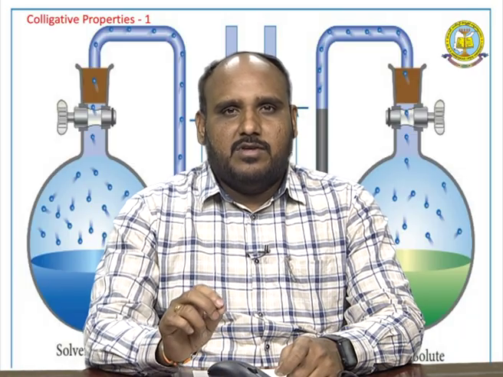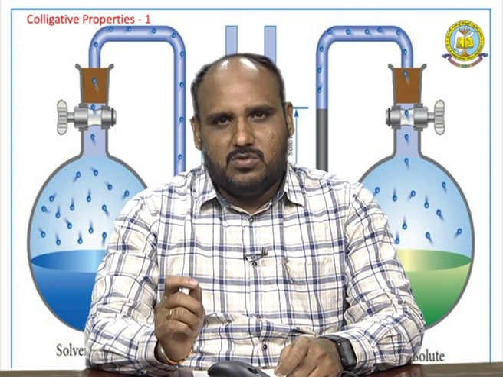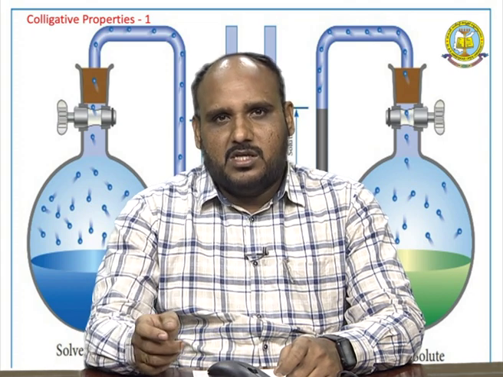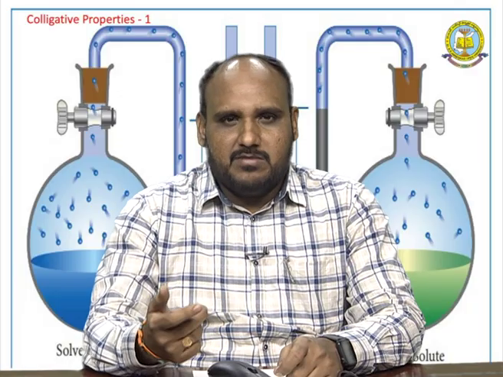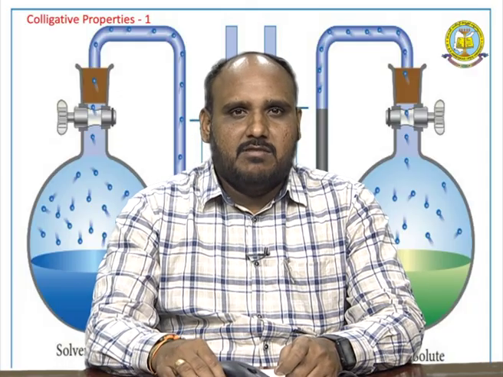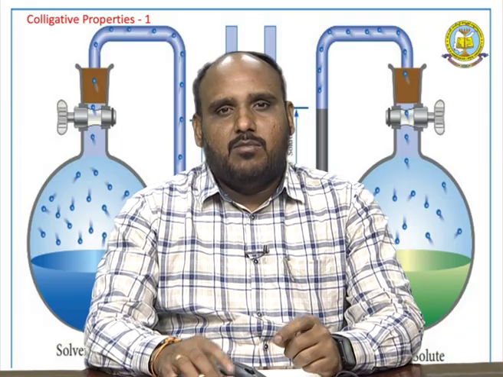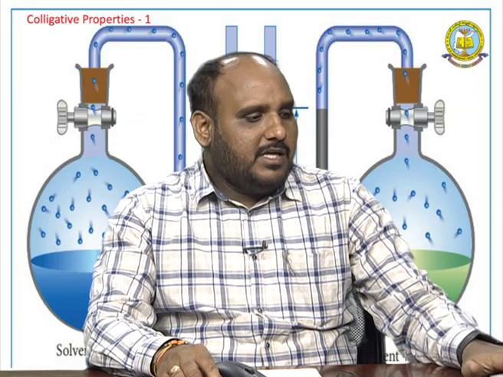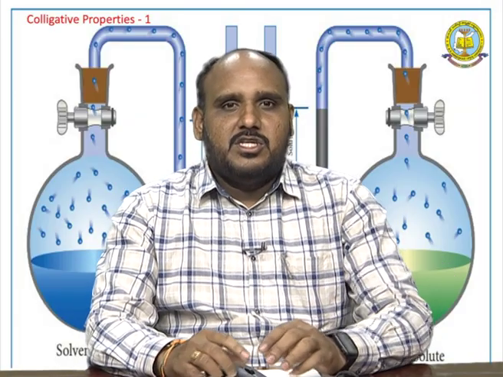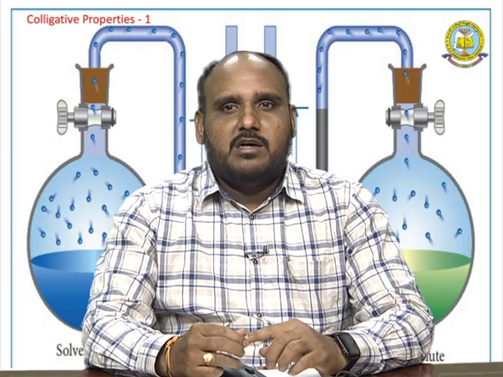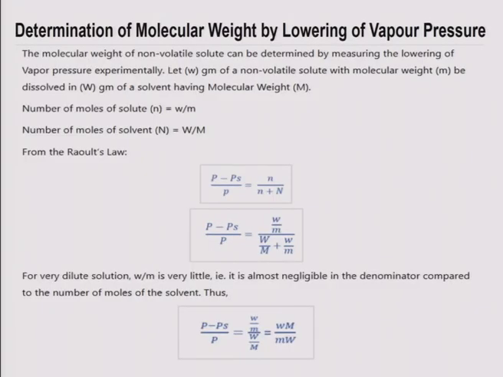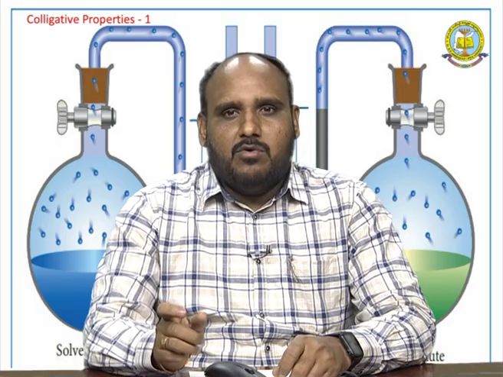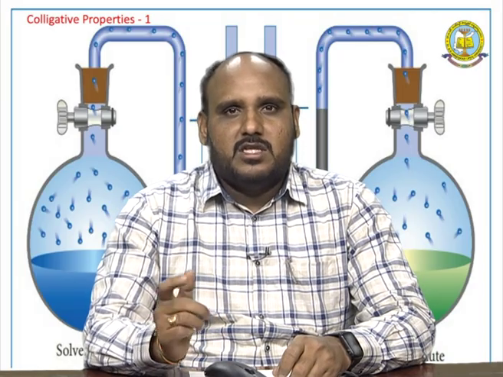With the help of the mole fraction of the solute, we can get the molar mass of the solute. How much amount of non-volatile solute is added to the solvent to form a solution, and how the vapor pressure of the solution varies, can be measured with the help of the relation between the molar mass of the solute and the relative lowering of vapor pressure. Then we have to see the determination of molecular weight by lowering of vapor pressure. Whenever some amount of non-volatile solute is dissolved in a minimum amount of solvent, it forms a solution.